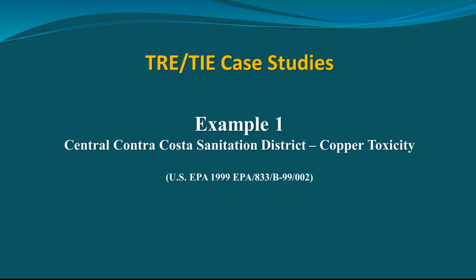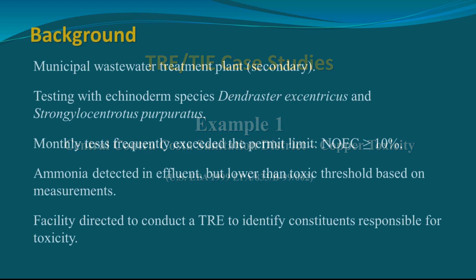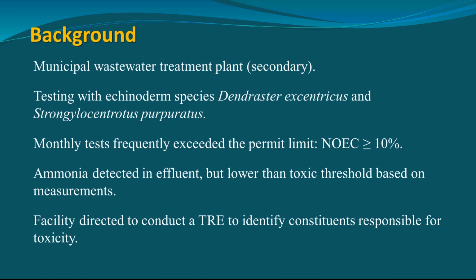So I have two examples that actually involve TIEs. The first example is straight out of a TIE TRE book. This is a secondary municipal wastewater treatment plant. Remember I told you that you can test interchangeably with these two different echinoderms, the Dendraster, the sand dollar, and the purple sea urchin, depending on their seasonal availability. I think this is the fertilization endpoint with these two species. They exceeded their monthly limit. Ammonia was in the effluent, but they knew it was less than the toxicity threshold, so they didn't have to do TIEs for ammonia. And basically, they were directed to go through the TRE process and started that with a TIE.